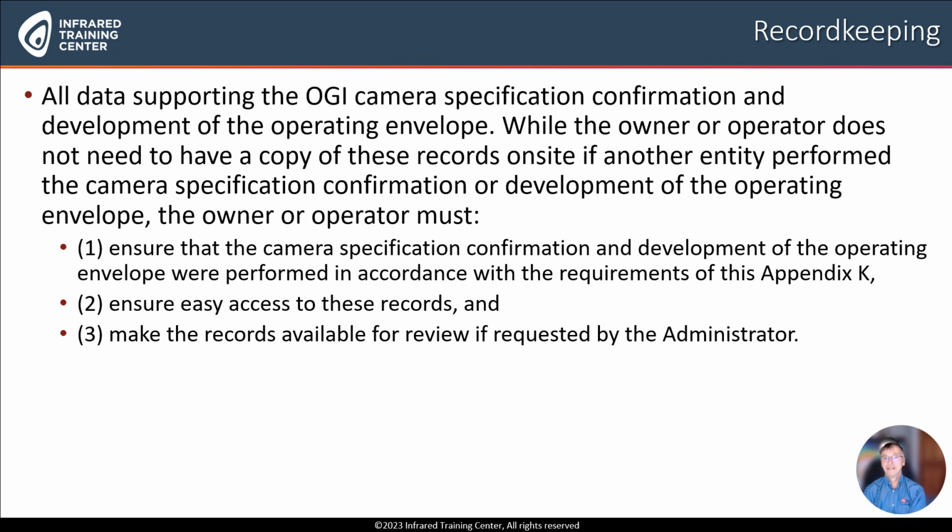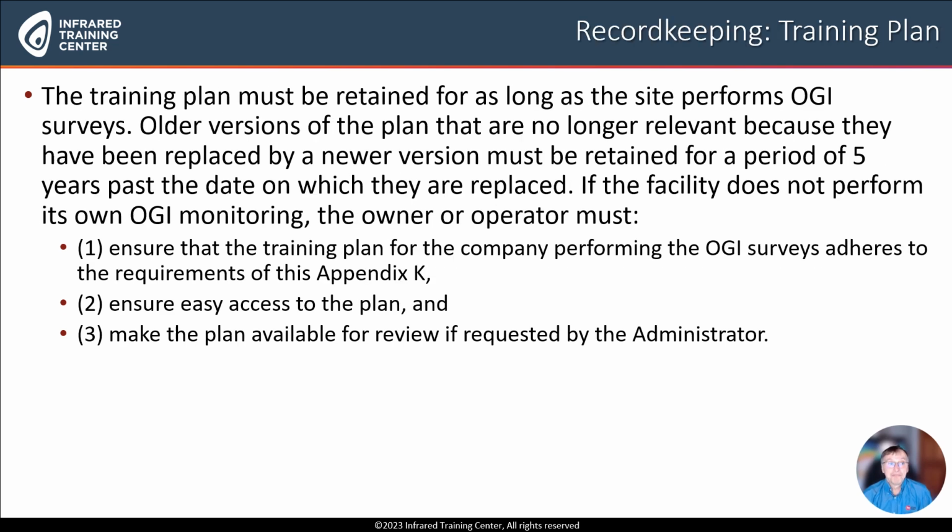This is important to make sure that everything is documented. This is how we develop our operating envelope. This is how we are meeting it. Okay. And this is how you ensure the camera specification, whatever the manufacturer says the camera is doing. You have to ensure easy access to these records and make the records available for review by the EPA administrator.